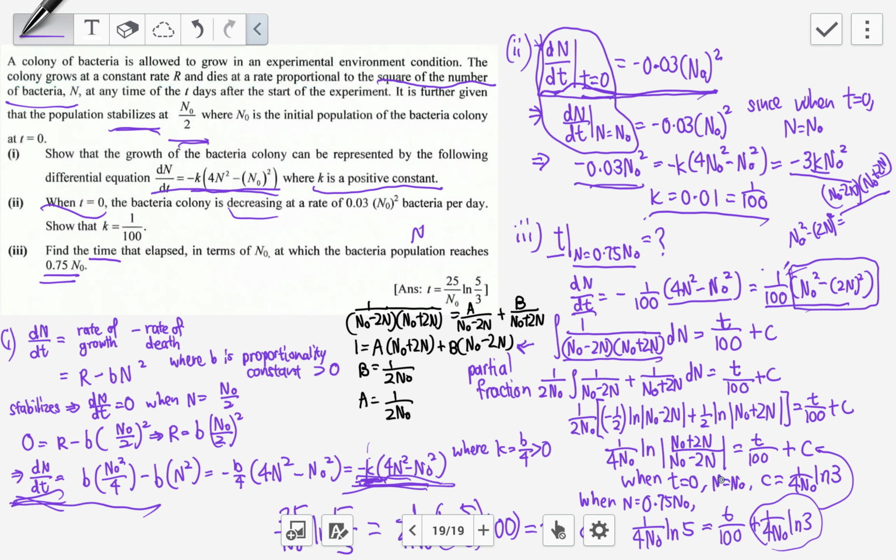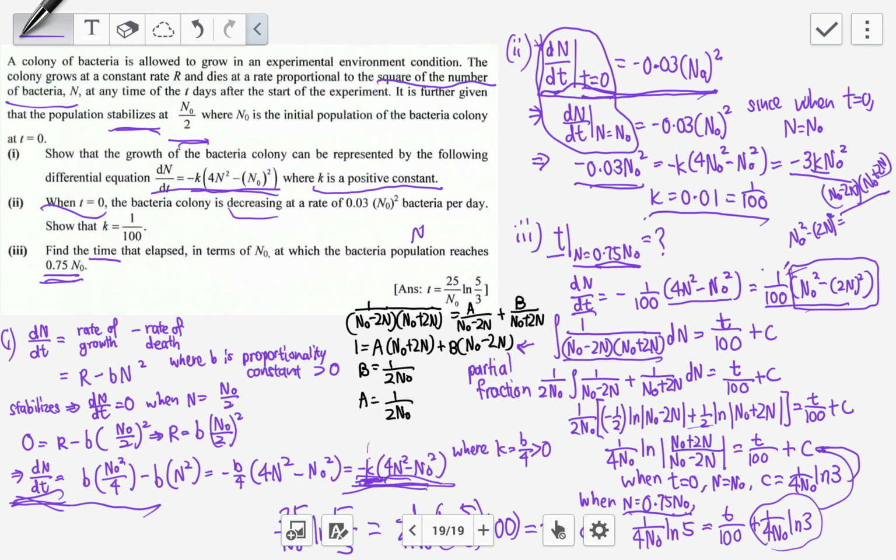no, sorry, here we don't substitute n equals n naught, because we have already gotten the specific solution, the particular solution, after we found c equals this. Now I have this equation and c equals this. So what we need to do now is to find t when n equals 0.75 n naught. So we are not substituting n equals n naught. Sorry for the mistake earlier. We are substituting n equals 0.75 n naught. What the question is asking us is 0.75 n naught. So I just substitute 0.75 n naught into this equation.